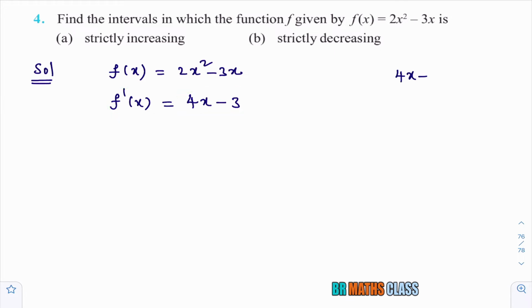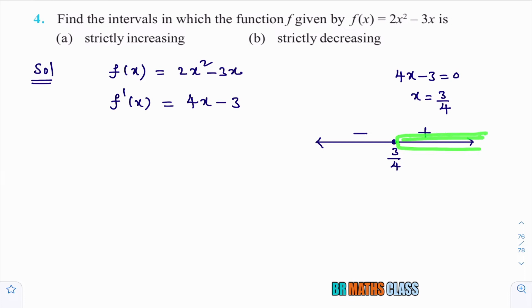Look here, 4x minus 3 equal to 0. From this what you will get? x equal to 3 divided by 4. So you mark x equal to 3 by 4 on the number line. You observe I marked x equal to 3 by 4 on the number line. As per the wavy curve method, in the rightmost corner we will write plus and then alternate symbols, plus minus. This tells you that whenever you take an x value which is greater than 3 by 4, then this f dash of x is greater than 0. If you want, you can check.